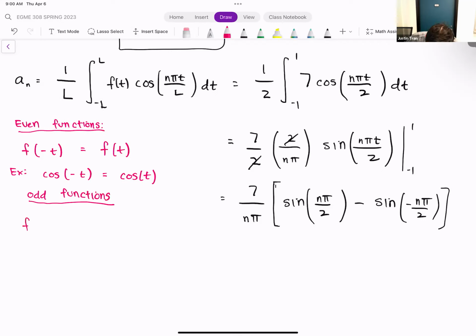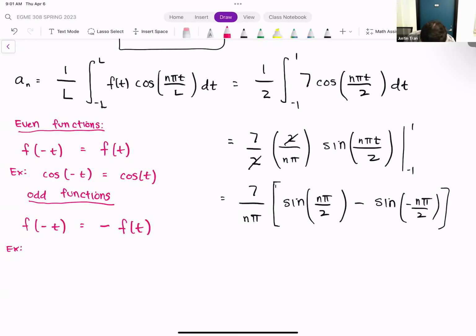But odd functions work in a very interesting way. Let's say that we have a function f and we're plugging in minus t into an odd function. If your function is odd, what you can say is that you can take that negative and bring it out in front. It ends up as minus f of t.